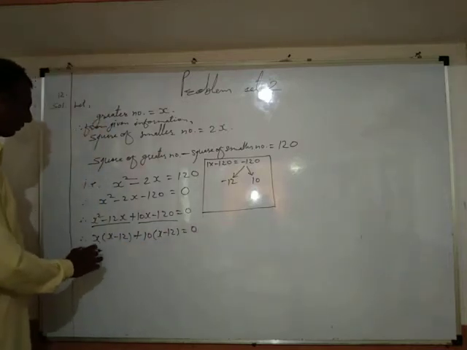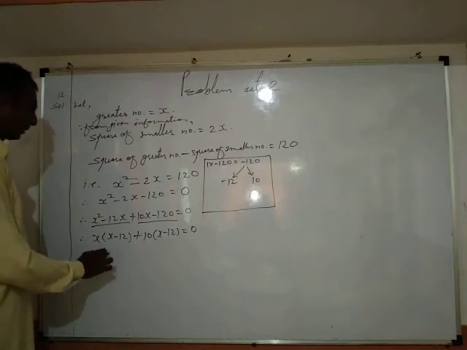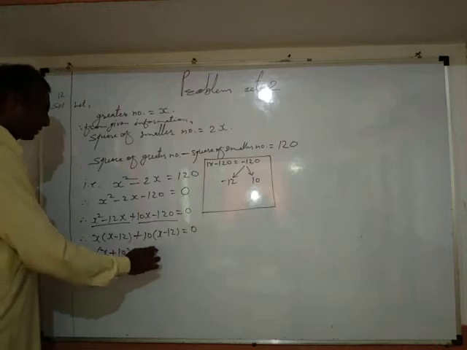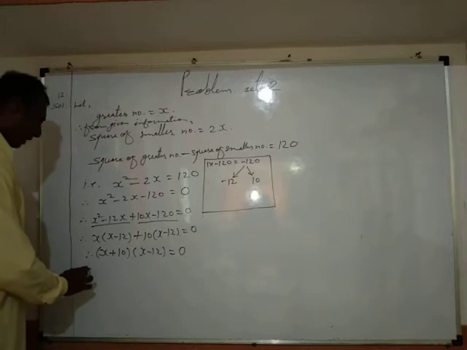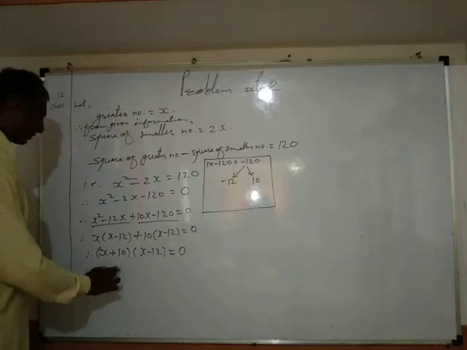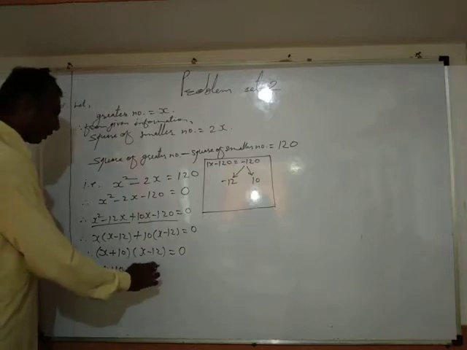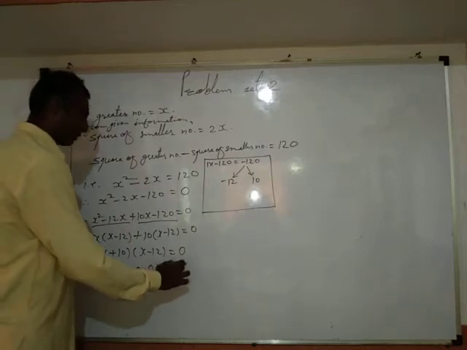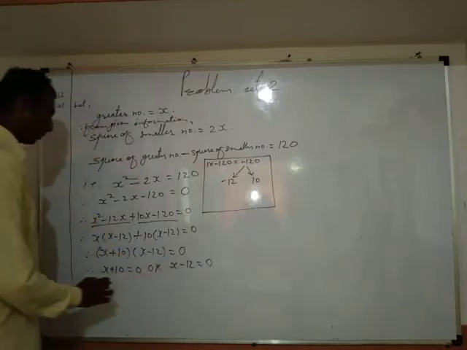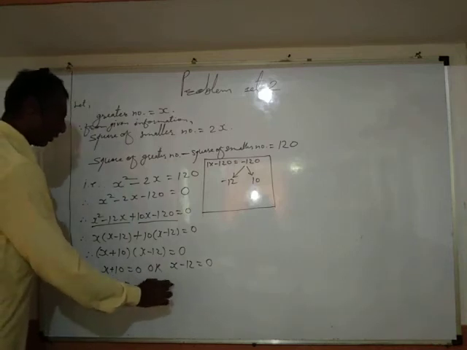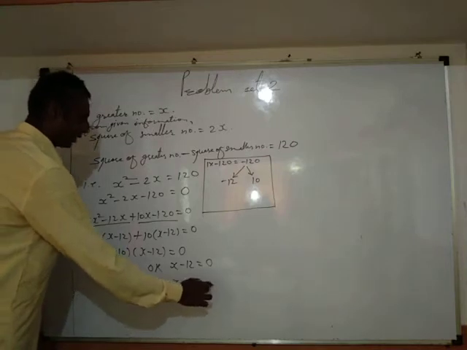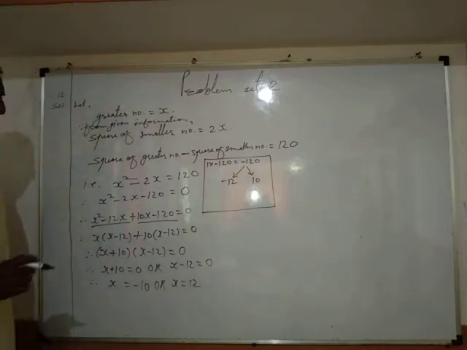And therefore x plus 10 into x minus 12 equal to 0, and therefore x plus 10 equal to 0 or x minus 12 equal to 0, and therefore x equals minus 10 or x equal to 12. Okay, x equal to 12.